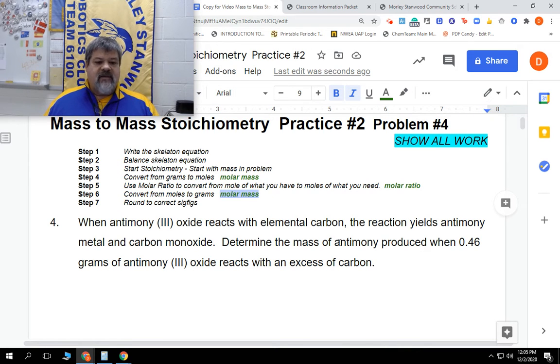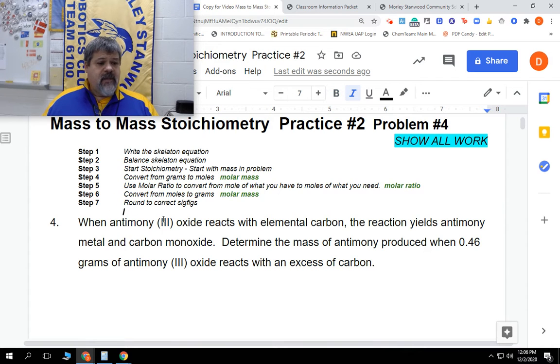Determine the mass of antimony produced when 0.46 grams of antimony 3 oxide reacts with an excess amount of carbon. Now again, when we say excess, that just means there's as much as we need. We don't have to worry about carbon. There's no limiting reactant with the carbon. So let's figure out the first thing, antimony 3 oxide.